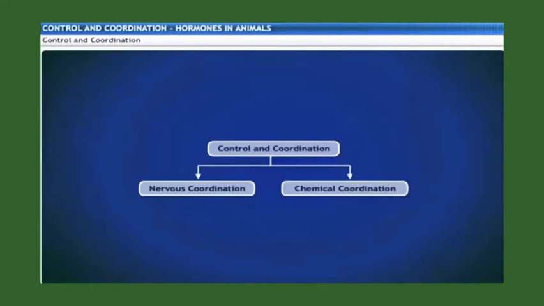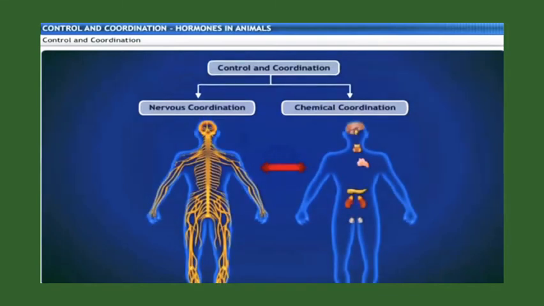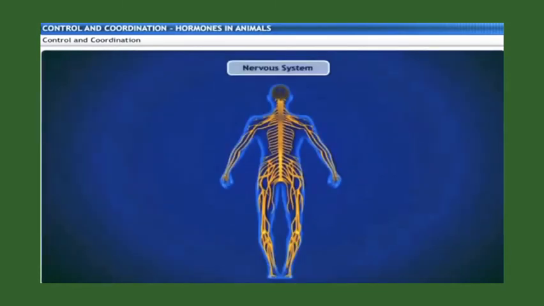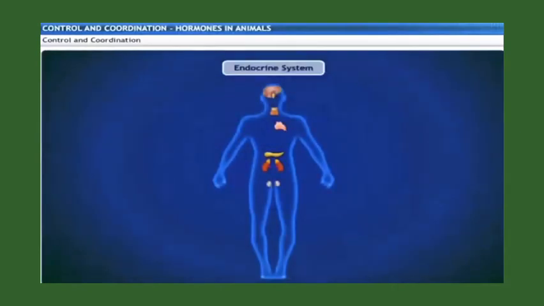The animal body has 2 levels of control and coordination: nervous coordination and chemical coordination. The nervous system and the endocrine system act in a coordinated manner for the proper regulation of body activities. The nervous system consists of the brain, the spinal cord and the nerves. The endocrine system consists of glands and hormones. There are important differences between the two systems.